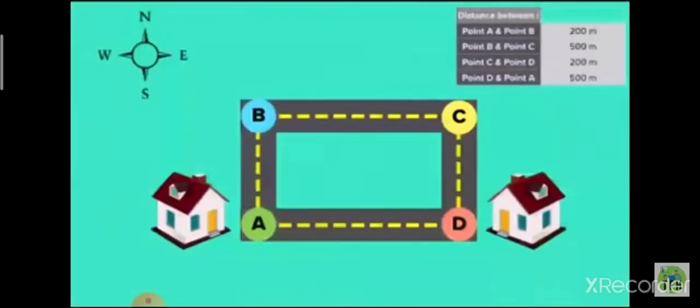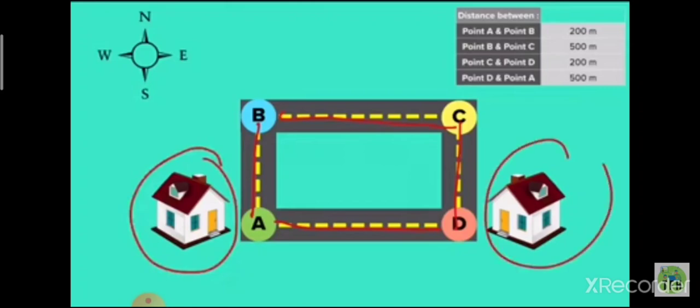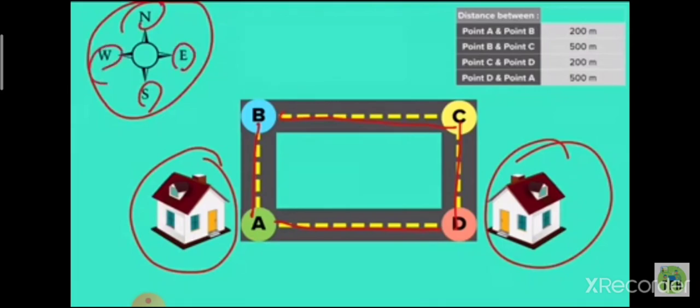First, let's take an example. There are four roads AB, BC, CD, and AD. And you have two houses. One is near point A and one is near point D. Also, you have been given a direction. So you have north, south, east and west.